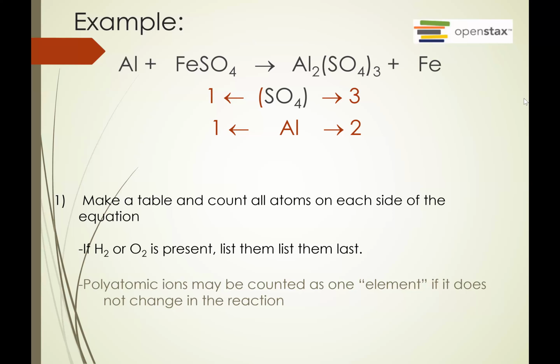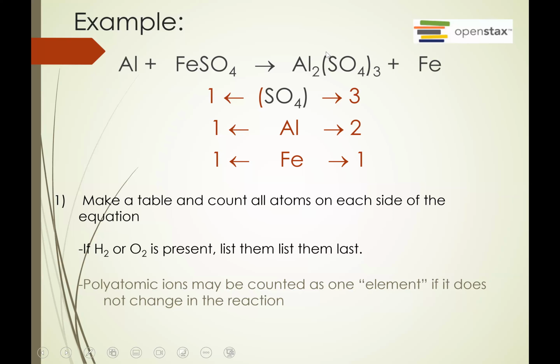All right. So when we look at this here, we've got one aluminum on the left, one aluminum on the right. And we look at iron, we have one iron on the left, one iron on the right. So this is everything in our equation. So when we're looking at a strategy to do balancing, this way works really, really well.